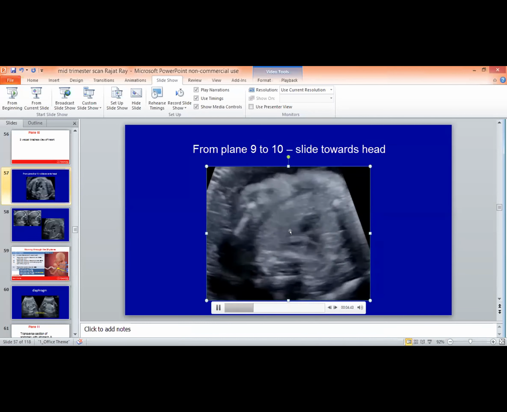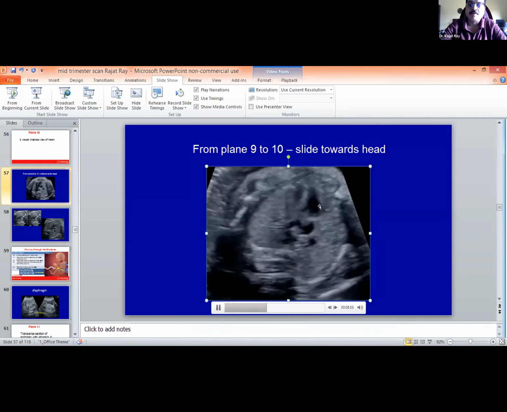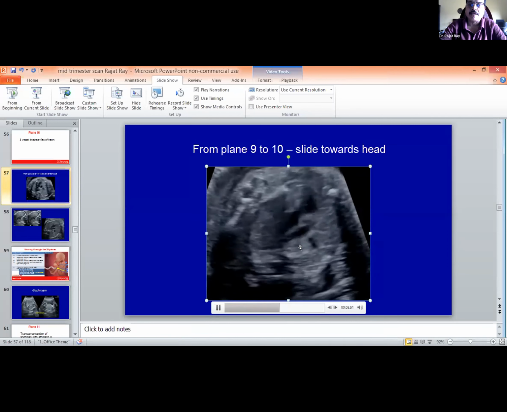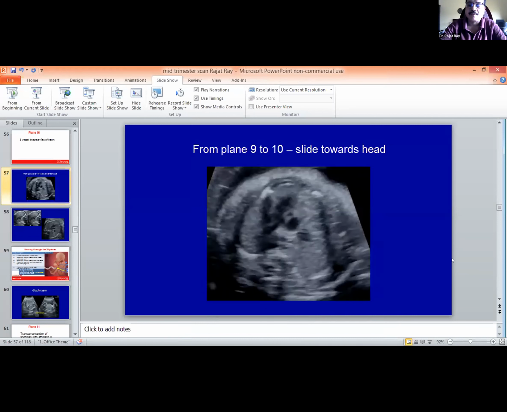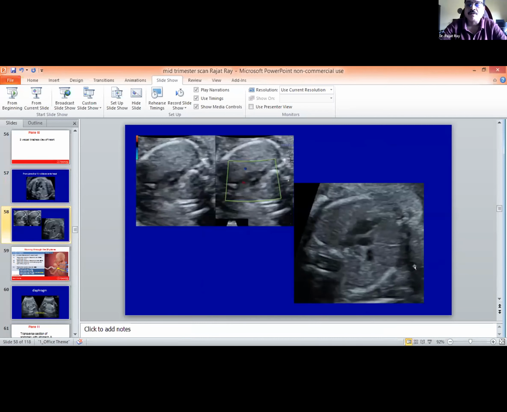RVOT, and then you are getting the 3 vessel trachea view. There are 3 vessels and the trachea: 1, 2, 3 and the trachea. So what are the 3 vessels? This is the pulmonary artery containing the ductal arch, this is the aortic arch, this is the superior vena cava, and this slit-like portion is the trachea.